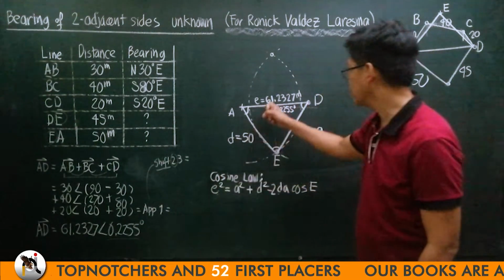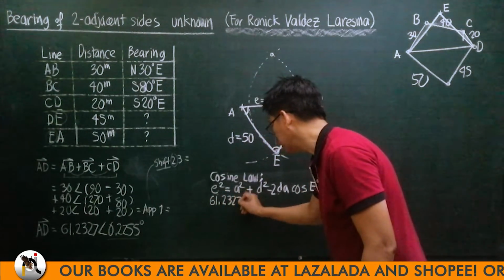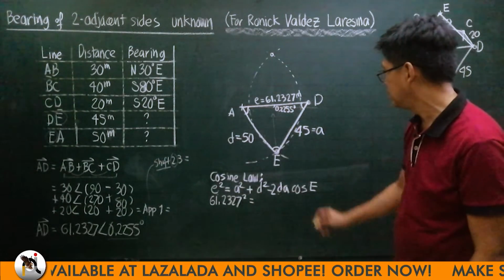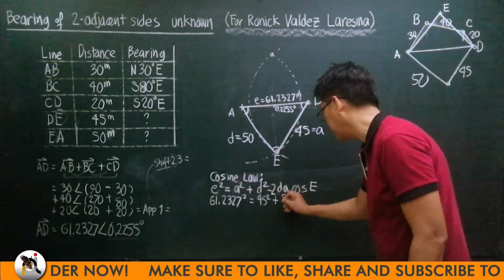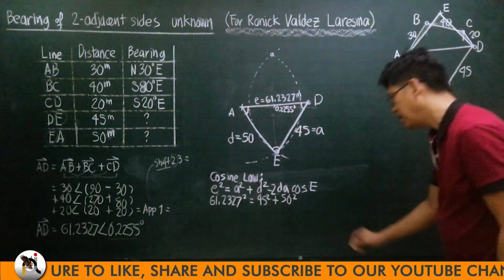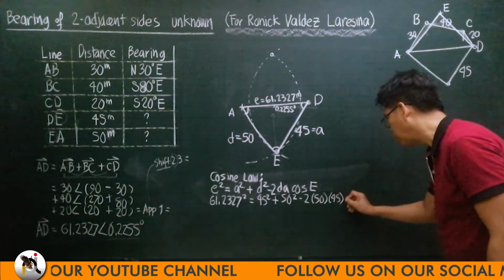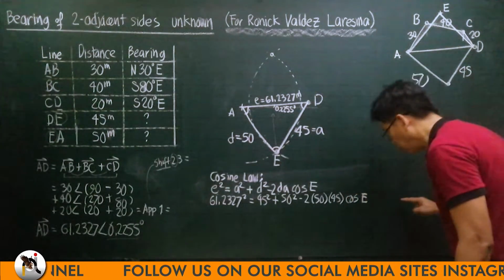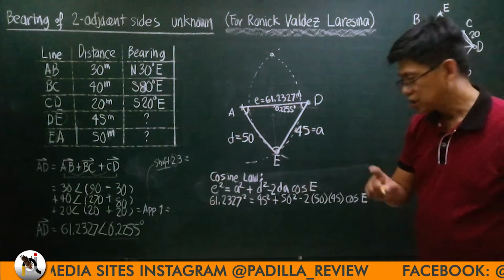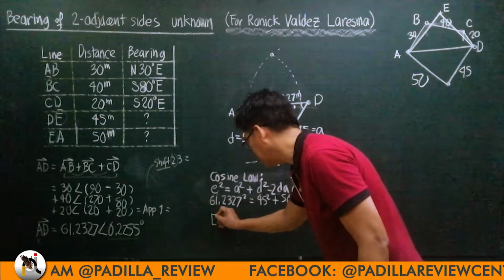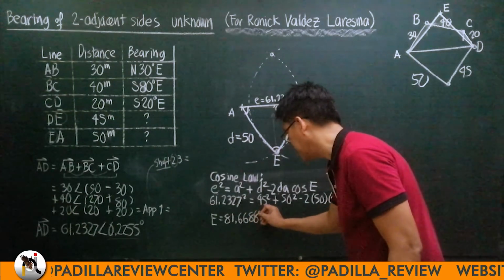So substituting, your E is 61.2327 squared is equal to A squared, that is 45 squared, plus D squared, 50 squared, minus 2 times 50 times 45 cosine of angle E. One equation in terms of E. Input this in your calculator, shift solve, and you'll get angle E equals 81.6688 degrees.